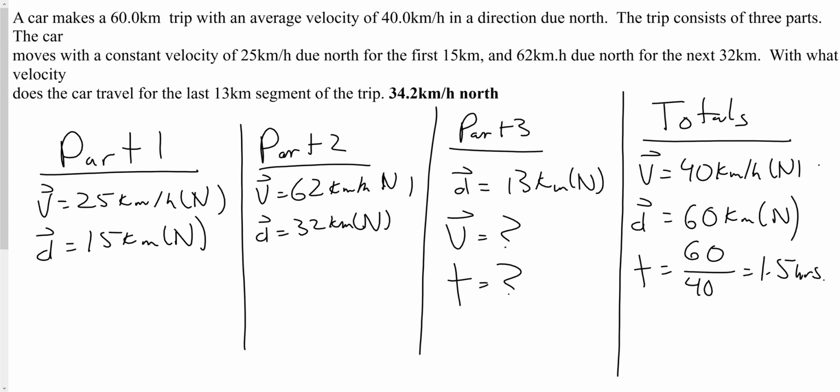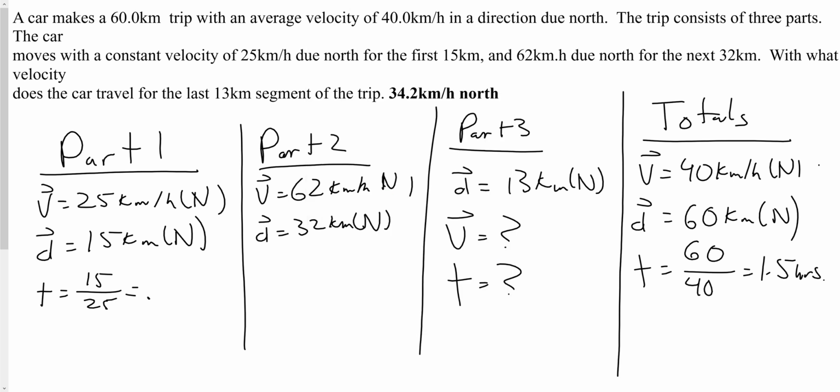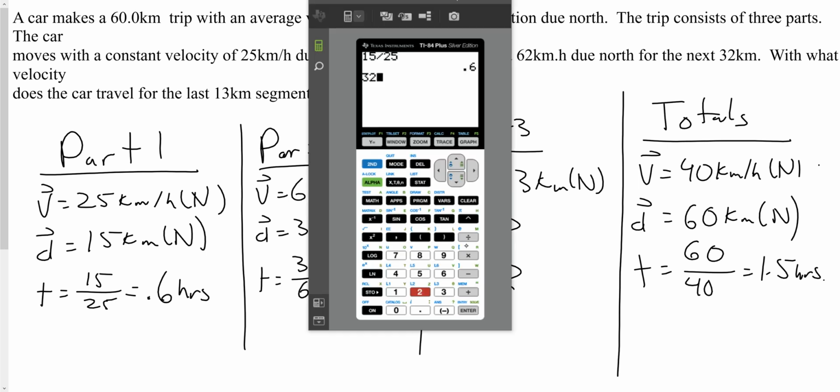Then I have to go back to part 1 and part 2 and do the same thing. So T is going to equal 15 kilometers over 25 kilometers per hour. Now, here's the thing I actually wanted to use this question for. 15 divided by 25 is 0.6 hours. And in part 2, it's 32 over 62, which is 0.5161290. I have to keep all of those.